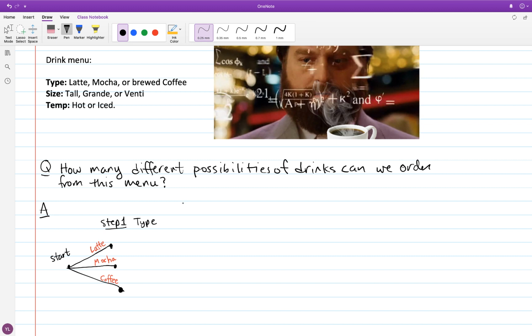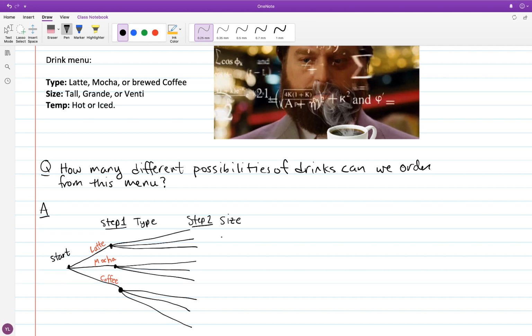Okay, and in the second step, I get to decide what size I want to make this drink. So at the moment, I've got 3 options, but within each of those options, I'm going to have 3 different sizes that I could choose, right? I could have a tall latte, grande, or venti latte, or I could have any of those 3 sizes of mocha, or any of those 3 sizes of coffee. So first let me label the column here. Step 2 is decide on the size, and we continue growing our tree. So for latte, I'm going to have 3 different options of size, and so on. Okay, let me fill this out.